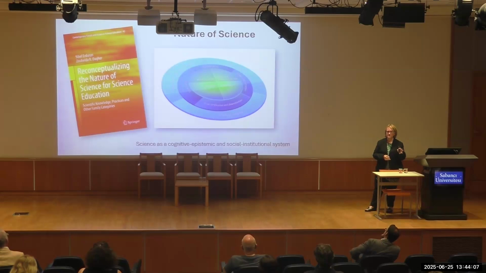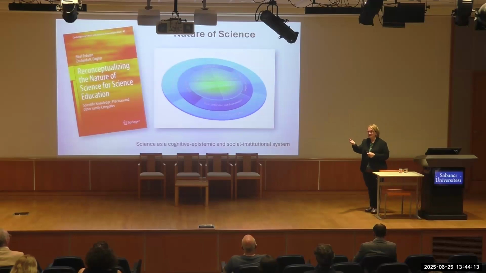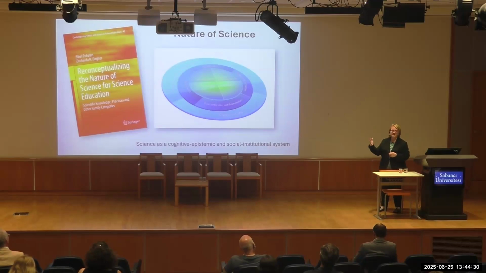I'm not going to get into that body of research, but we have developed a framework that is actually very much informed by your very own Professor Gürol Erzik here and Robert Nola, based on the family resemblance approach to nature of science. And in our work, in our book with my colleague Zoubeida Dagher, we outlined a framework that presents science as a system, science as a cognitive, epistemic, and social institutional system. And what that means is that we have, I don't know if you can all read the content, hopefully. I'll go through it just because it will feed into the rest of what I will be talking about.